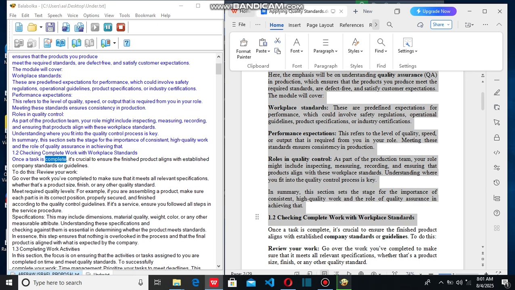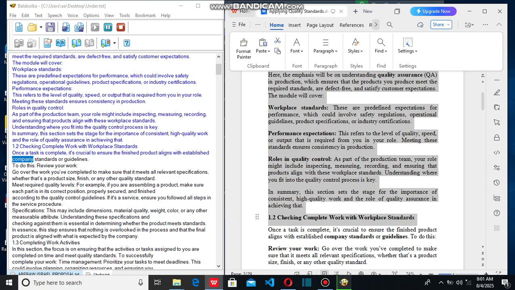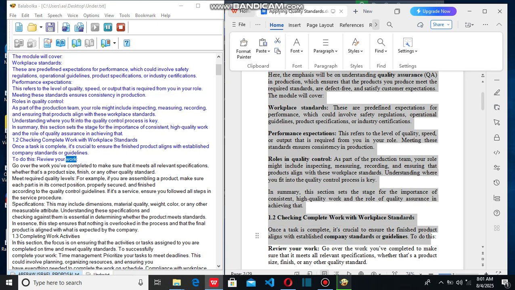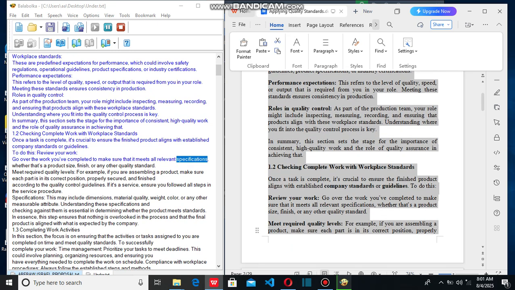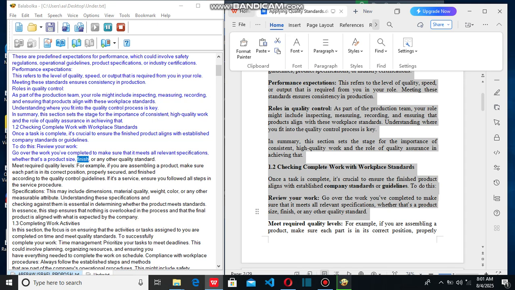1.2 Checking complete work with workplace standards. Once a task is complete, it's crucial to ensure the finished product aligns with established company standards or guidelines. To do this, review your work. Go over the work you've completed to make sure that it meets all relevant specifications, whether that's a product size, finish, or any other quality standard.